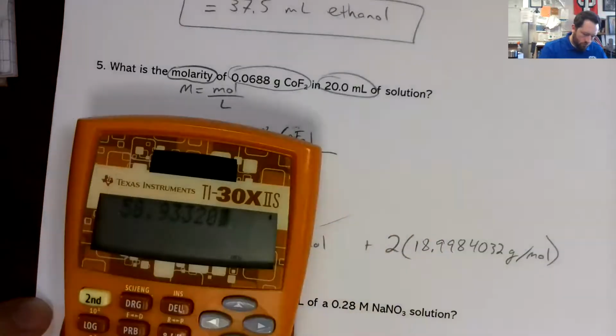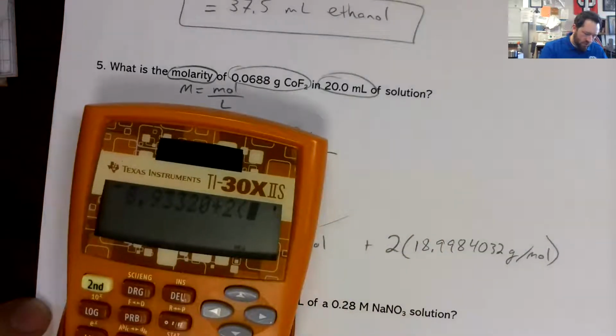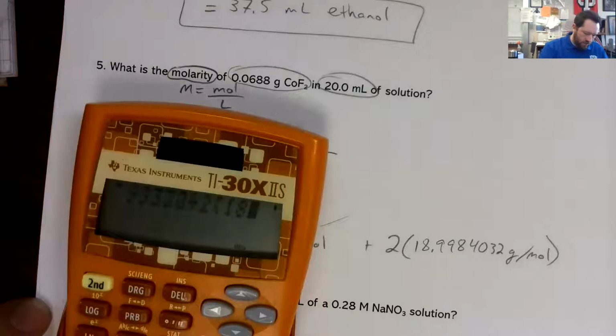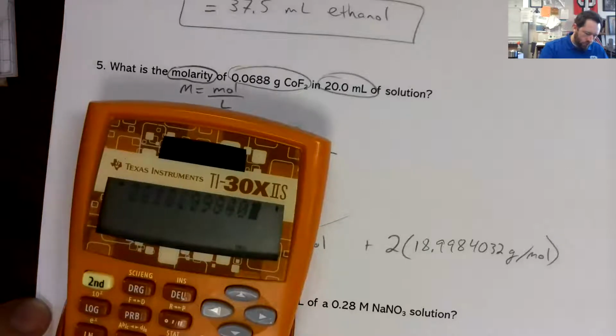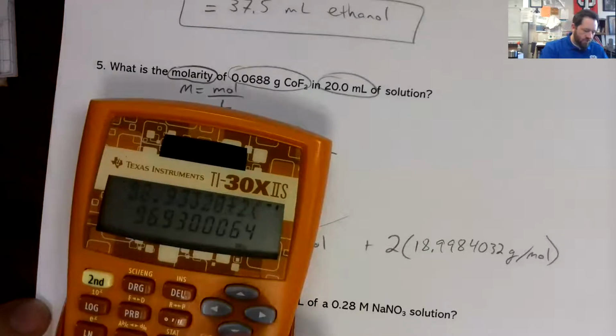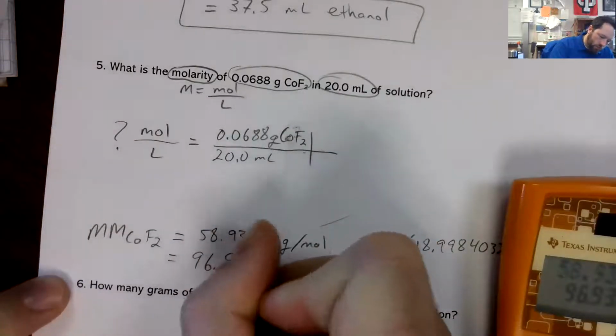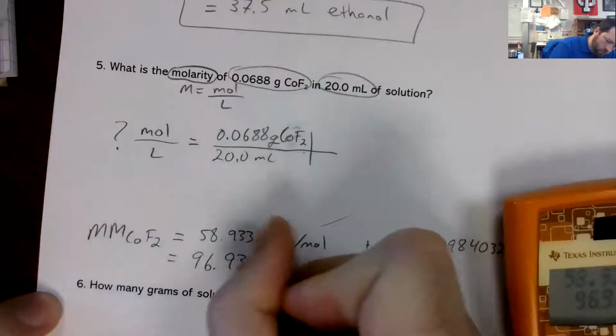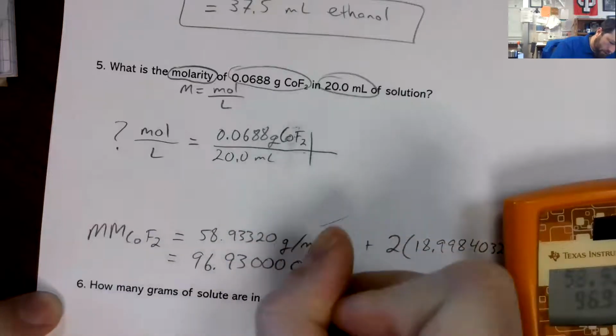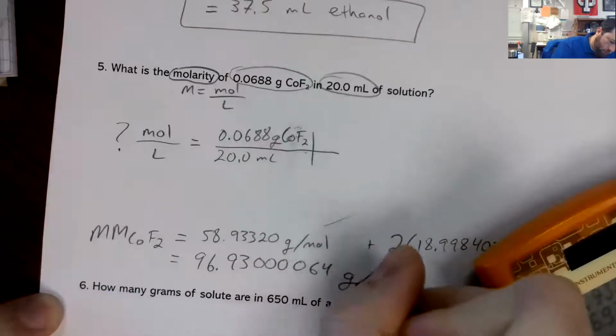We get our molar mass and calculate it now: 58.93320 plus 2 times, in parentheses, 18.9984032. Close those parentheses. There's our molar mass. 96.9300064 grams per mole. Boy, that's a lot of digits.